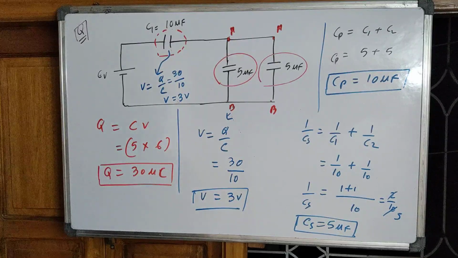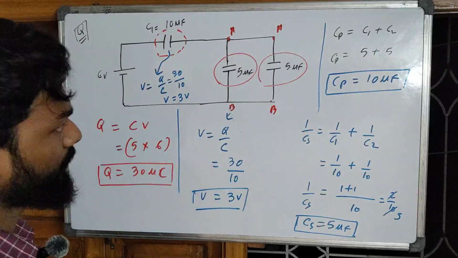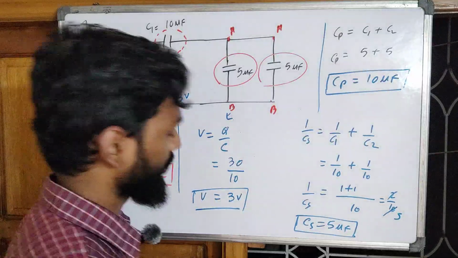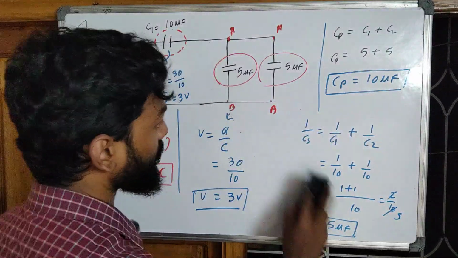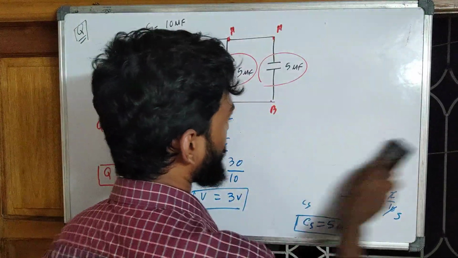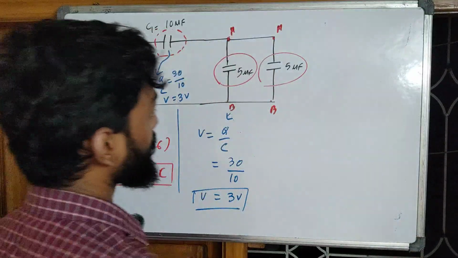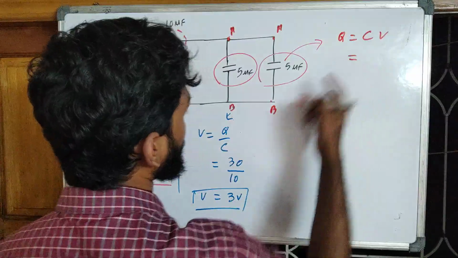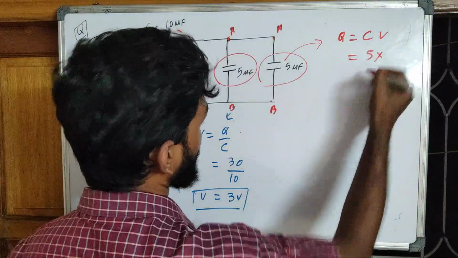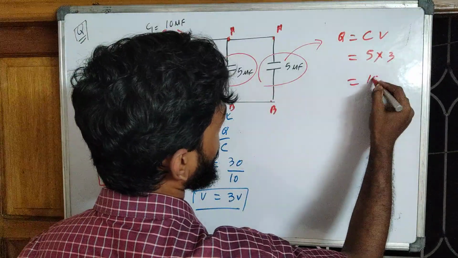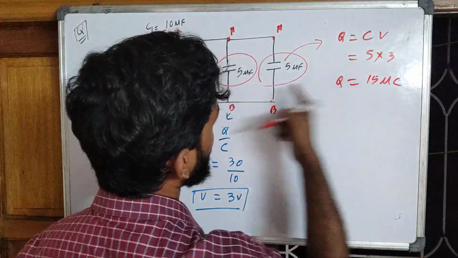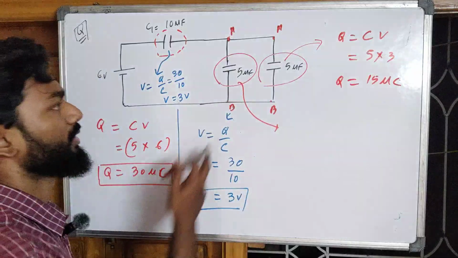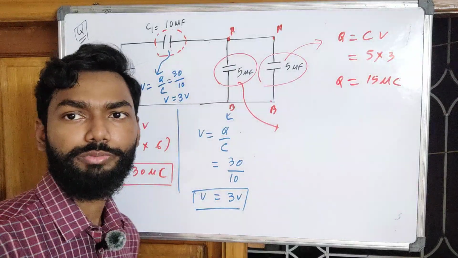One more thing, we found out the voltages. This has 3 volt and this has 3 volt, but we didn't find out the charge across these capacitors. Q equals to CV. So right now you need to apply it. Q equals to C times V. C is 5, and voltage is 3. 15 microcoulomb is the charge, and this will also have 15 microcoulomb charge, since voltage is 3 and capacitance is 5. 3 5s are 15.